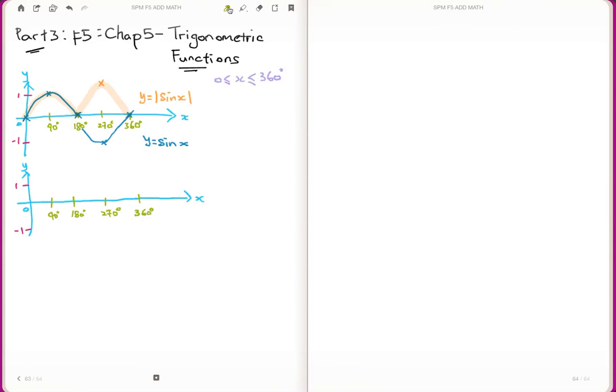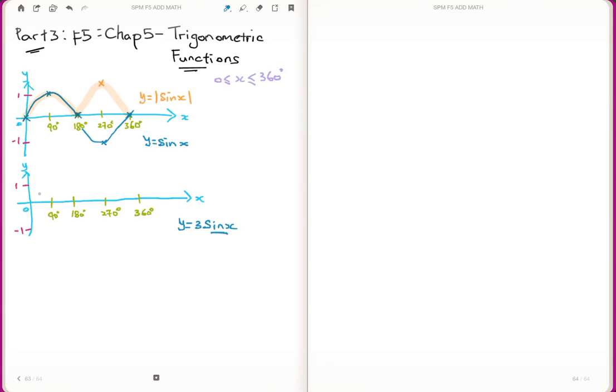Now next, I'm going to sketch a graph of y equals 3 sine x. There's a number in front of sine now. So what can you do if you have 3 sine x? First, you look at the working curve. The working curve would be sine x.